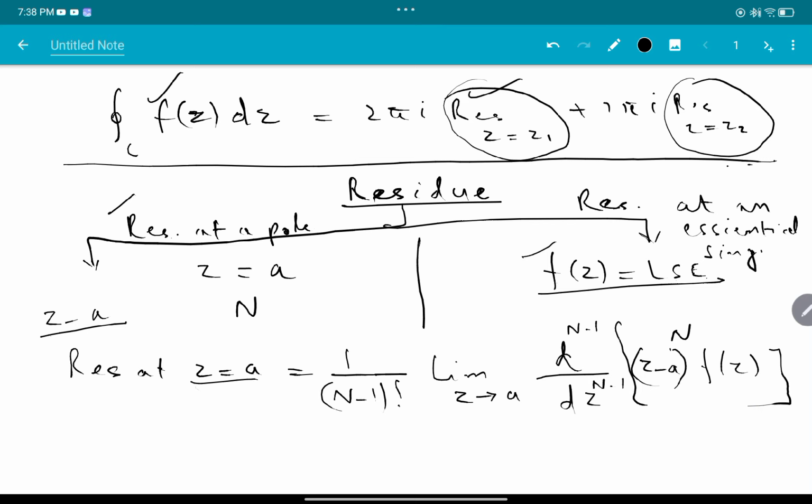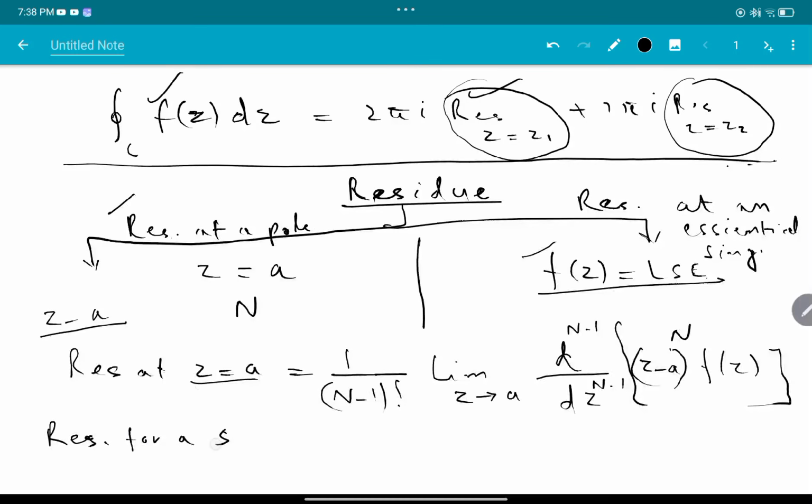Now, if the pole is a simple pole, there are now two choices. If the pole is a simple pole, then this formula becomes much simpler as compared to this. We will use that formula for a simple pole, but we will deduce it from this. Suppose the pole is a simple pole, that means its order is 1. So here we will get 1 minus 1, that is 0.